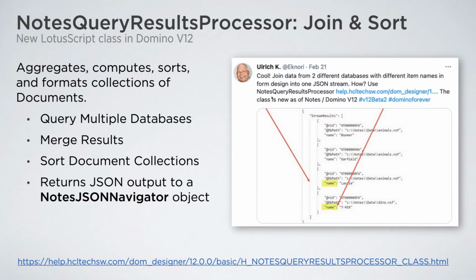Domino developers can also utilize a completely new LotusScript class, NotesQueryResultProcessor, that can merge and sort queries even from multiple databases. Here is a nice article and a nice presentation that Ulrich Krause presented in some sessions. So please explore it if you want to mix and merge queries from multiple NSF databases. This is a tool for you.